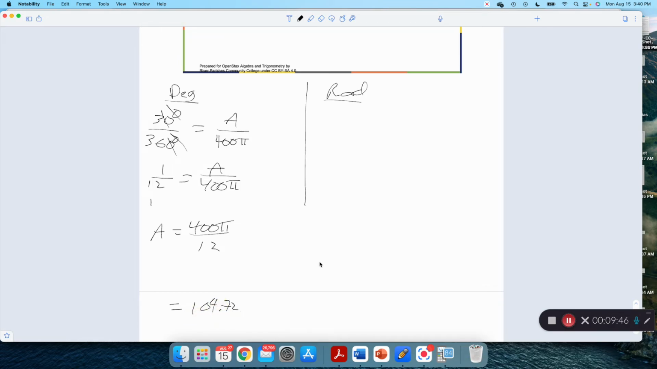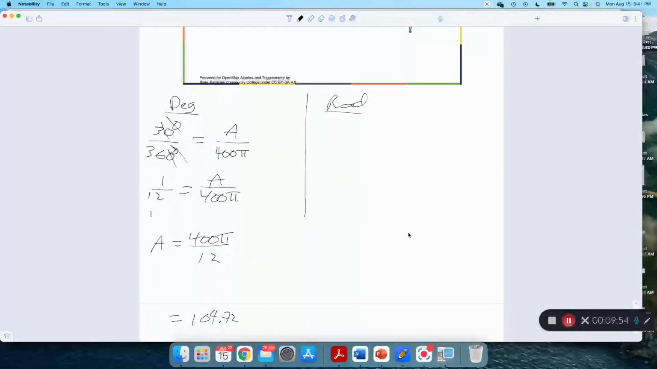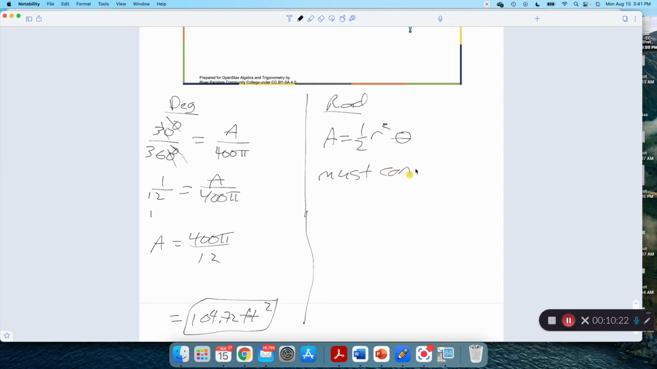Now I need units here. Area has square units, square feet, square meters, square inches. In this case, our radius was in feet, so this will be square feet, or feet squared. Now, what I did there was perfectly fine. Nothing wrong with it. I can do the same problem in radians, but I have to convert to radians first. I know A is 1/2 r squared theta, but I must convert to radians before I can use this formula.